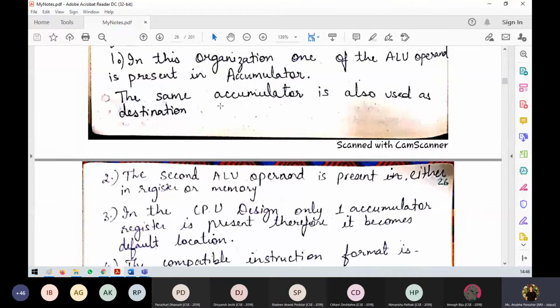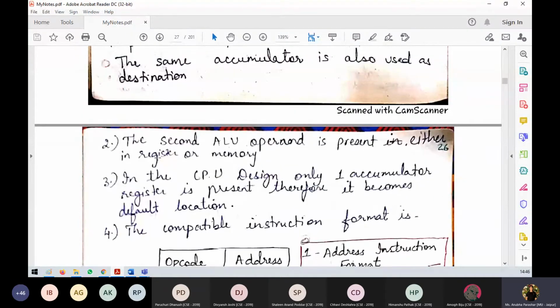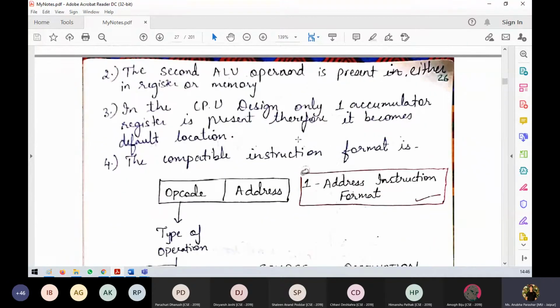What does that mean? Suppose we are adding two numbers, a plus b, so a could be the accumulator, and it could also be one of the operands. So let's say 10 plus 30. 10 plus 30 is 40. This 40 can also be stored in the accumulator. We'll see how it is stored. And the second ALU operand is present either in a register or memory. So the first is the accumulator, the second could be a register or memory.